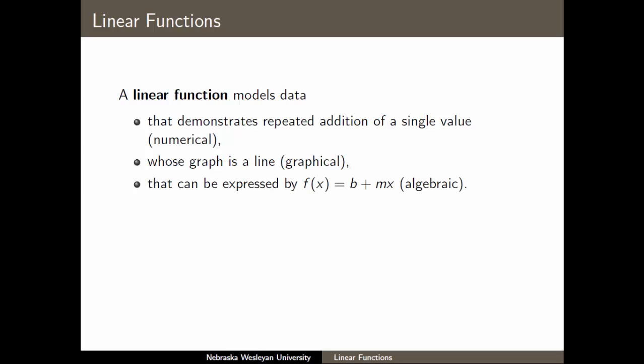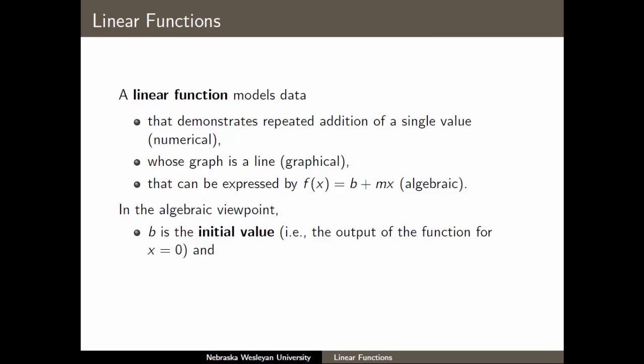A third viewpoint is that a linear function is one that can be expressed as f of x equals b plus mx. And in this viewpoint, b is the initial value. So our value of b was the 200 gallons of water we began with before anything took place. And m is the constant rate of change. It's the constant 5 gallons that we add each minute. The value of m is also called the slope because it affects how steep the line would be if we view the graph of the function.